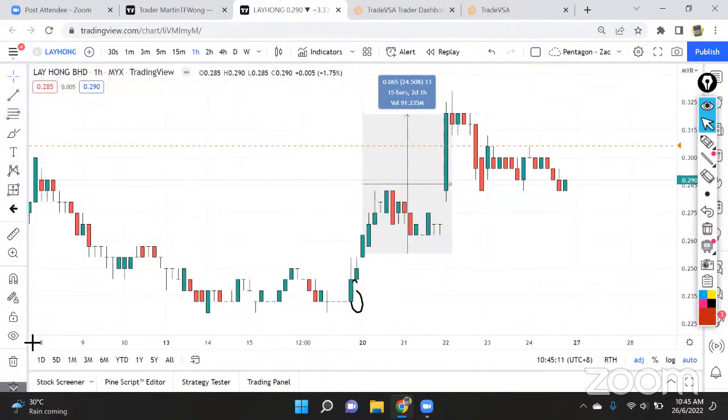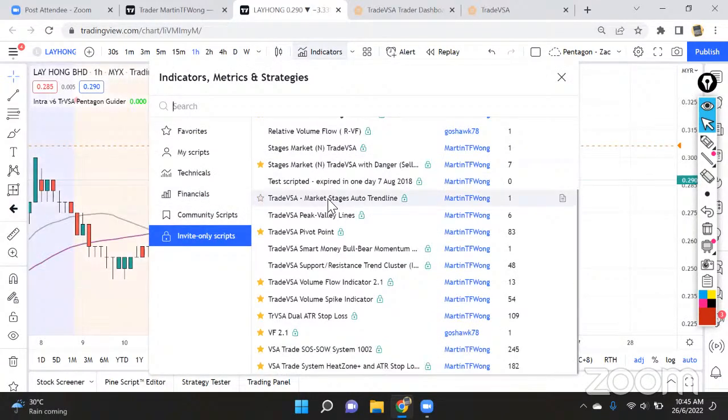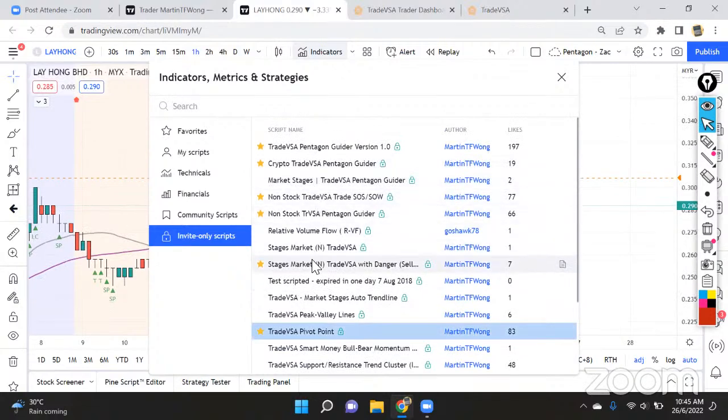Remember, especially for members, we covered the market stages, we covered the trend line. Just let me put back my indicators, and lastly the market stages. Okay, all right.